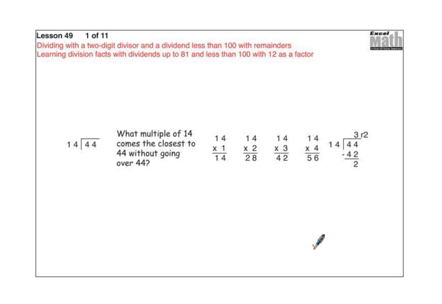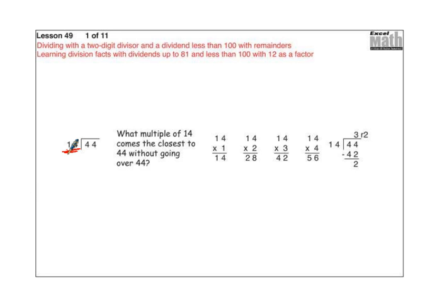All right, here we go with 5th grade Excel, lesson 49, dividing with a 2-digit divisor and a dividend less than 100 with remainders, learning division facts with dividends up to 81 and less than 100 with 12 as a factor. So we're going to be looking at two-digit divisors, division problems with a number out here that's 2 digits.